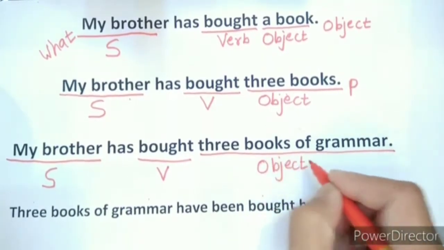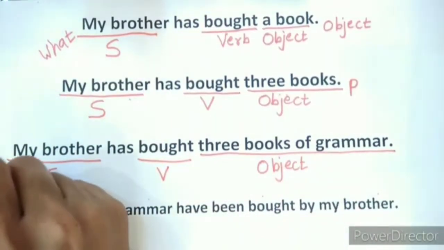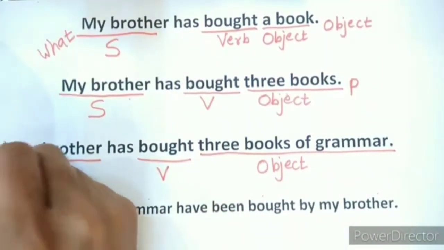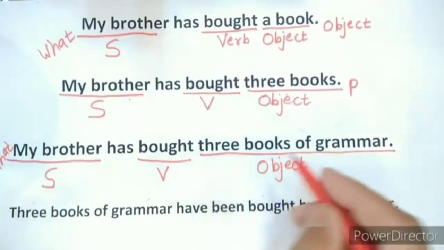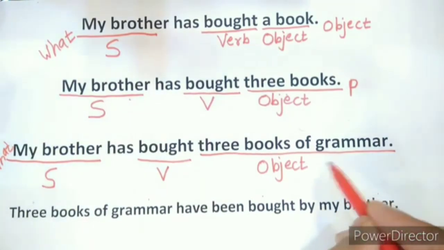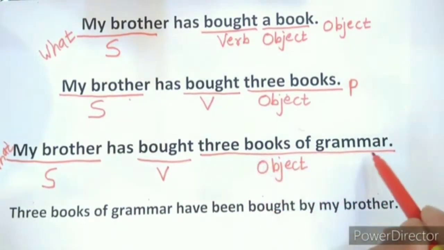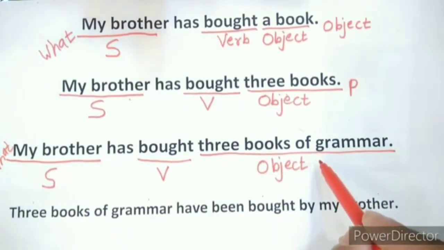If you ask a question with the WH word, what, to this sentence, what has my brother bought? The answer will be 3 books of grammar. And therefore this part, 3 books of grammar, is the object of this sentence.